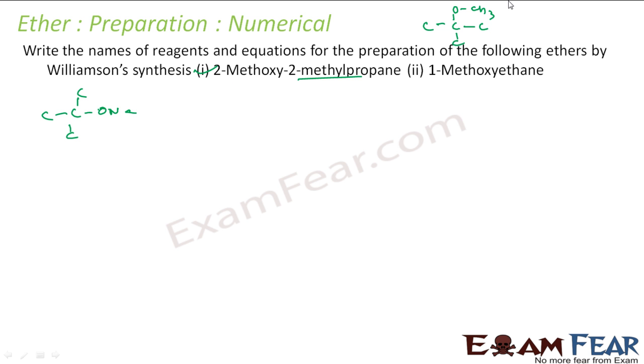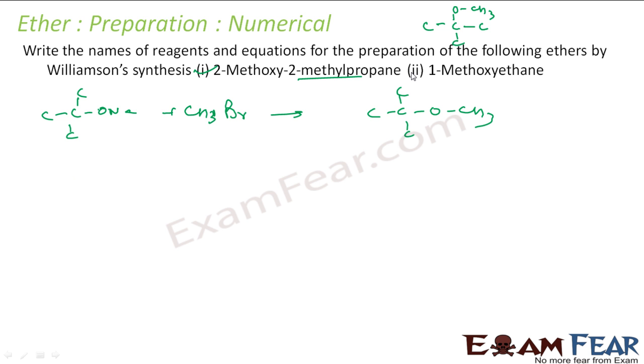ONa, and this part is CH3, I have to take with halide. Let me take it with Br only, right? So with this, what you get is, correct, this is 2-methoxy-2-methylpropane. So this is my bromomethane and this is my sodium 2-methylpropoxide.